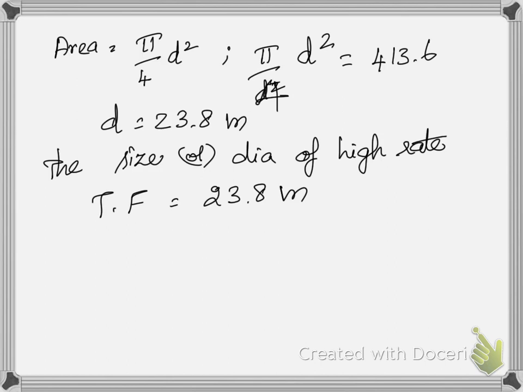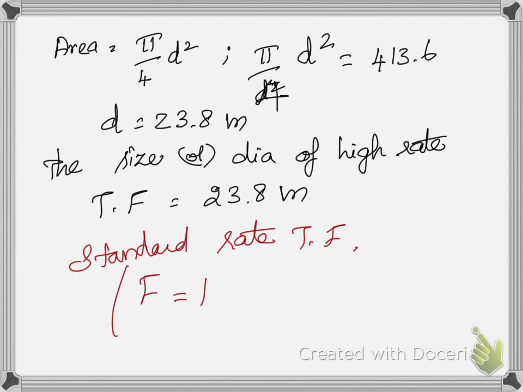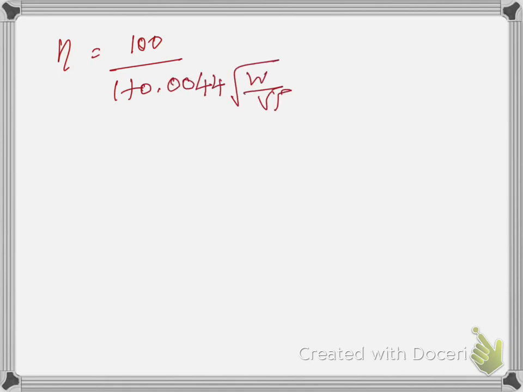Now with this the problem is not over. We have one more thing, which is that we have to get the size of the standard rate trickling filter also. For the standard rate trickling filter, you have to assume your circulation factor, that is F value, as 1. If you assume your F value as 1, then it is going to be your standard rate trickling filter. So use the same efficiency formula, which is efficiency is equal to 100 by 1 plus 0.0044 root of W by VF. So use the same formula.